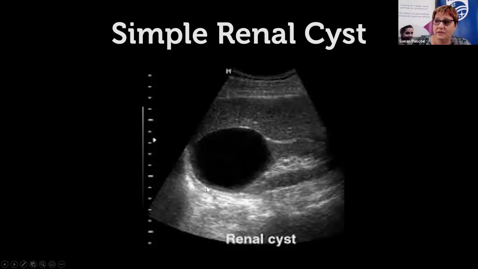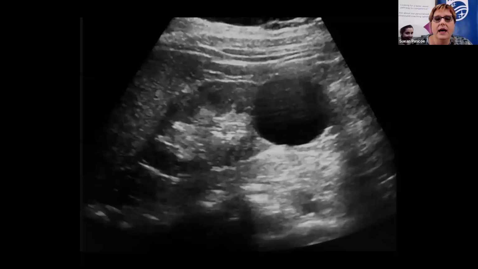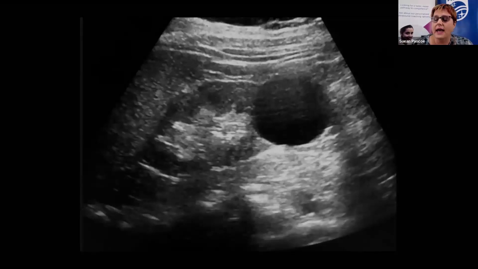So you can see here, it's very round, very smooth. There's good through transmission or posterior enhancement, and all you need to do is measure those. It's really important to make sure that you scan through all the way to the lateral edge and medial boundaries and all the way from north to south pole of the kidney, because they can often just hang off the end. Here's another one at the lower pole of the kidney, and you can see that we've got some edge artifact here, but the posterior through enhancement is really quite prominent.